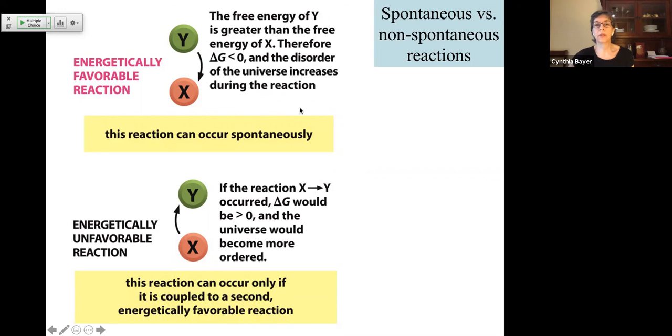The difference between a spontaneous reaction and a non-spontaneous reaction, and how it is possible that a non-spontaneous reaction can be driven forward only if it's coupled to another energetically favorable reaction. So we'll end here because I have run out of time, and we will pick up with chapter 3 and continue talking about that the rest of this week.